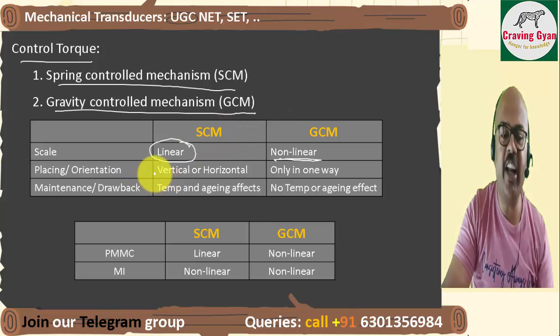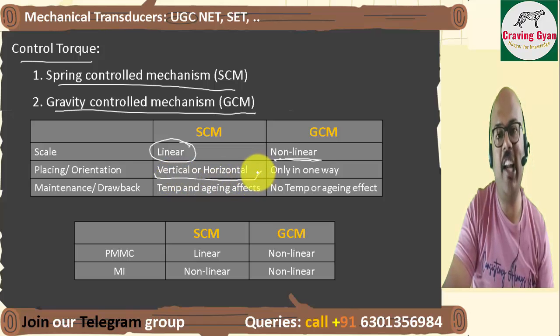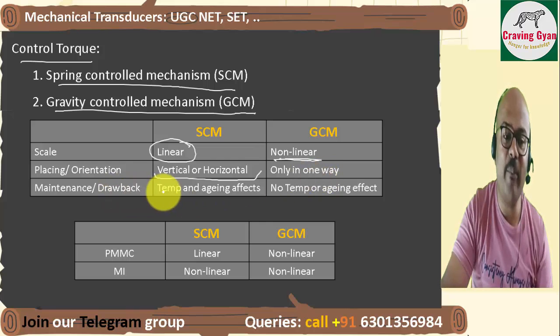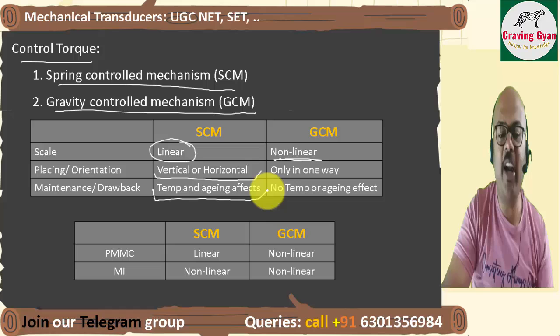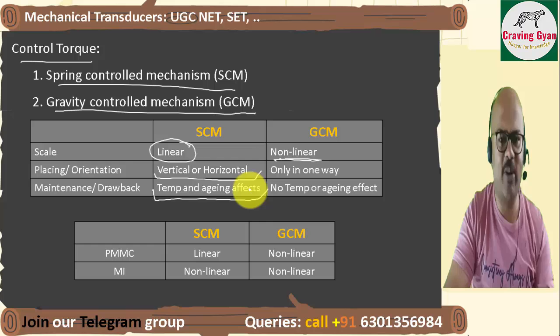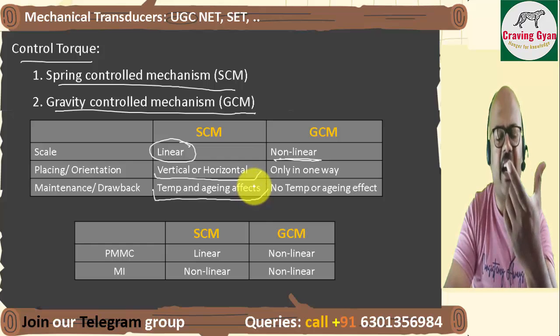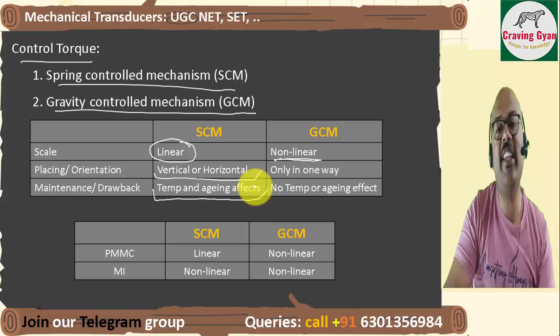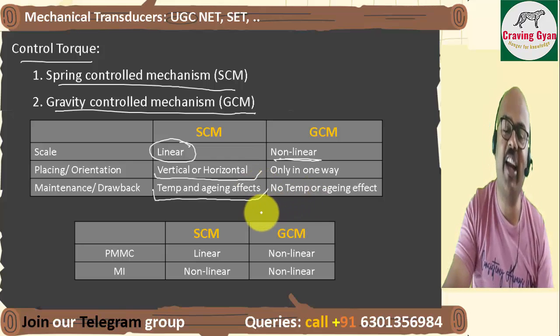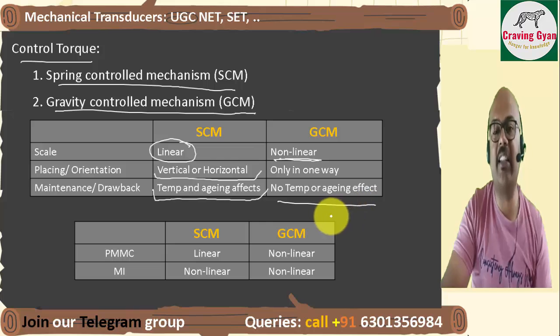And for orientation, you can place it either vertically or horizontally in the case of the spring control mechanism, but in the case of the gravity control mechanism, only one particular direction is designed, and only that particular direction you have to follow. Maintenance or drawback: in the case of the spring control mechanism, temperature variations and aging effects will be there. Suppose I am considering a spring: compression and expansion creates a tensile strength inside it, and its effectiveness will get reduced. But in the case of the gravity control mechanism, that is not the scenario.